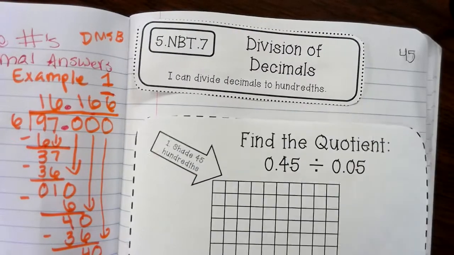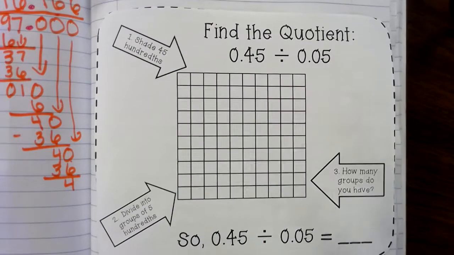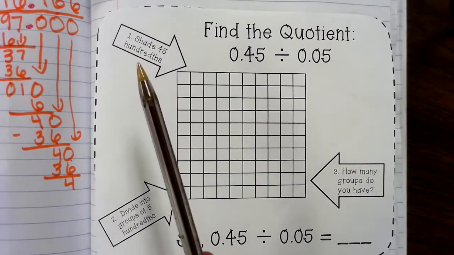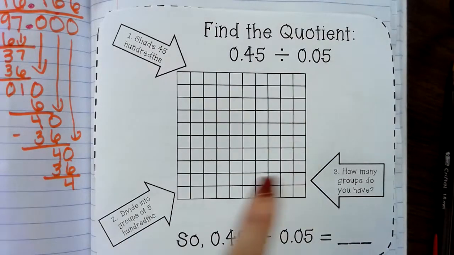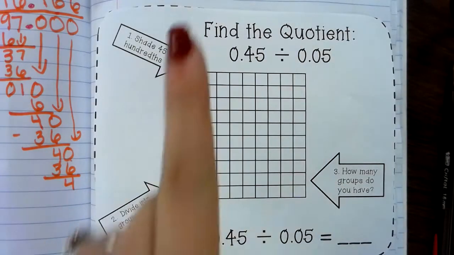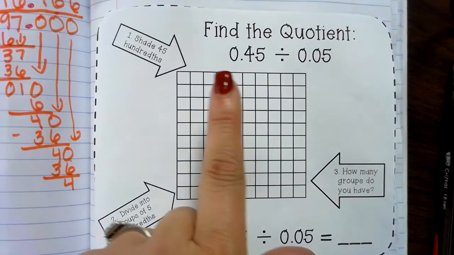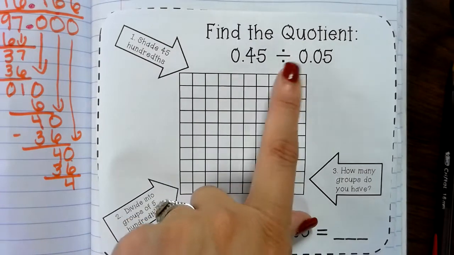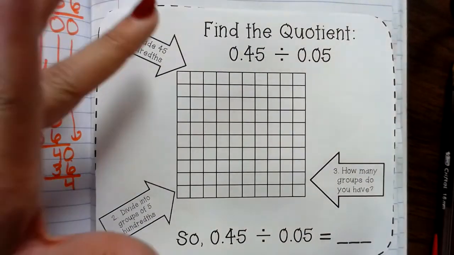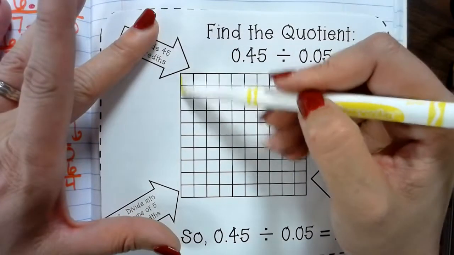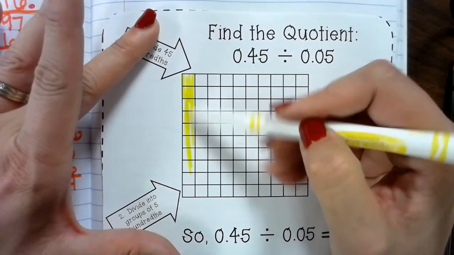And then here's our next one. It's finding quotients. So step 1 is going to be shade 45 hundredths. Guys, 45 hundredths is just, there's 100 of these squares, so 45 of them. My question is find the quotient of 45 hundredths divided by 5 hundredths. So step 1 is I've got to color in 45 hundredths.